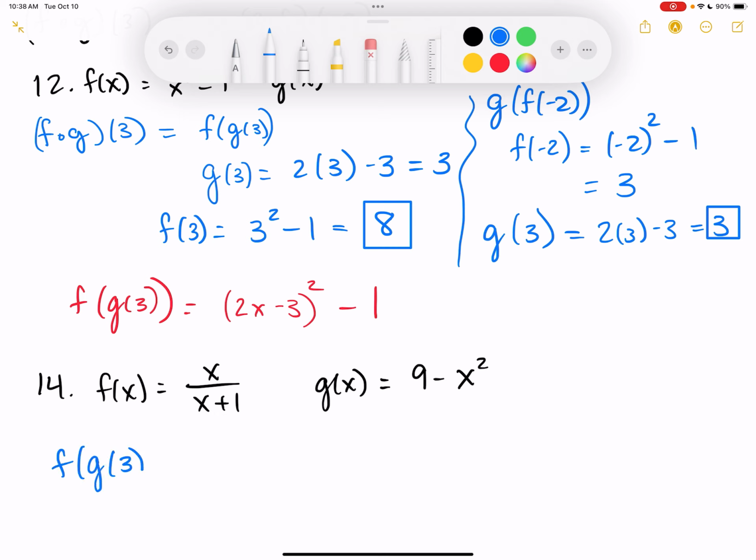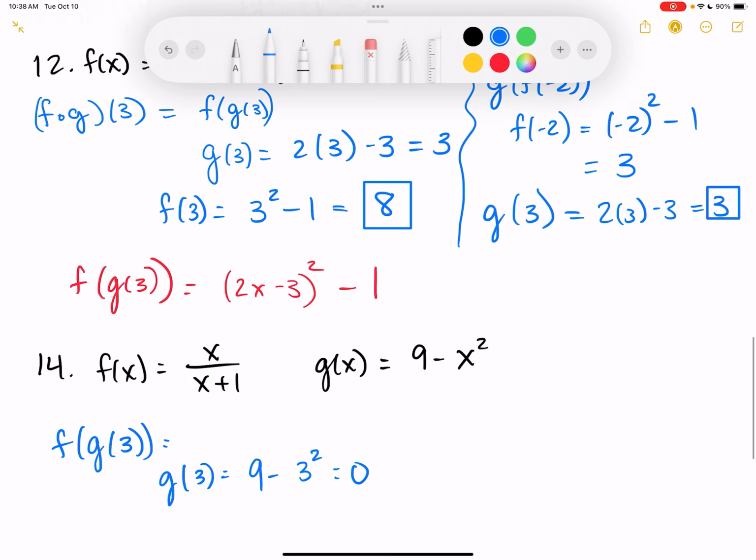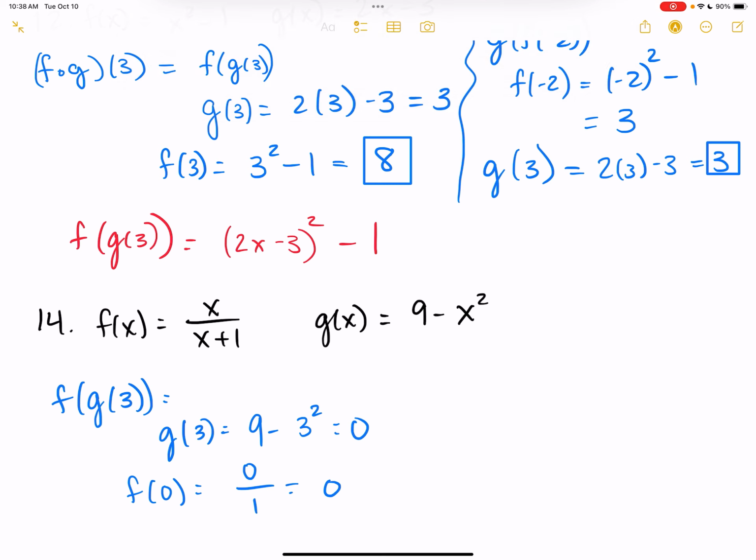So I'm going to do f of g of 3 first. So g of 3, anywhere I see an x in g of x, I'm going to put a 3. So 9 minus 3 squared. So that's going to be 9 minus 9, which is 0. So then back in f of x, I'm putting 0. So then I have f of 0, which is 0 over 1, which is just 0.